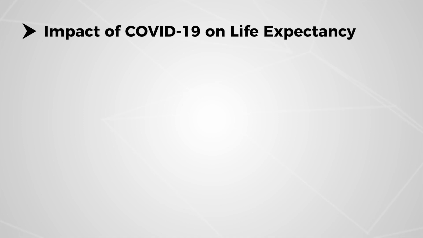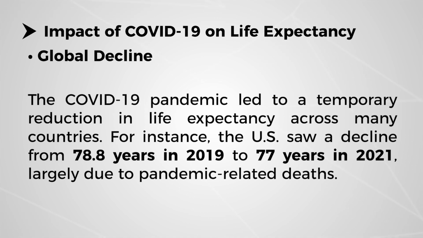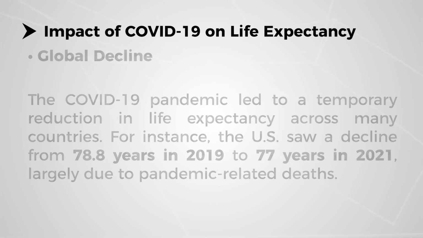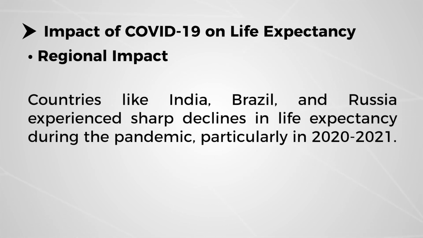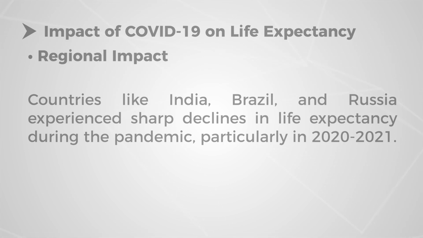Impact of COVID-19 on life expectancy: the COVID-19 pandemic led to a temporary reduction in life expectancy across countries. For instance, the US saw a decline from 78.8 years in 2019 to 77 years in 2021, largely due to pandemic related deaths. Regional impacts: countries like India, Brazil and Russia experienced a sharp decline in life expectancy due to the pandemic, particularly from 2020 to 2021.